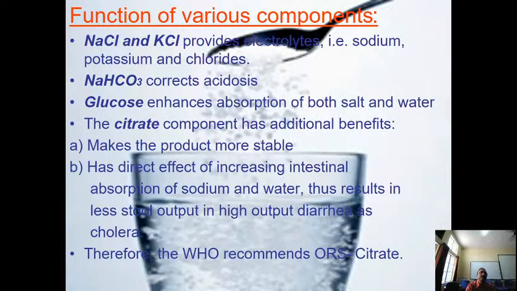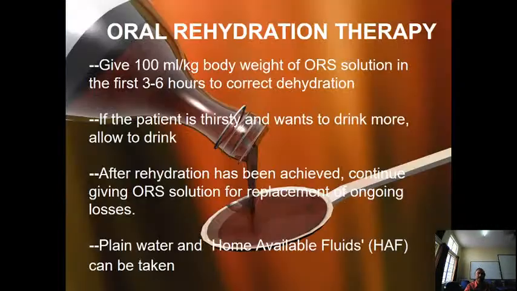Sodium chloride and potassium chloride are basically electrolytes, they provide electrolytes. Sodium bicarbonate corrects acidosis, and glucose enhances the absorption of both salt and water. And the citrate component has additional benefits, makes the product more stable. It has a direct effect of increasing intestinal absorption of sodium and water, thus results in less stool output in high output diarrheas. Therefore, the WHO recommends the ORS citrate.